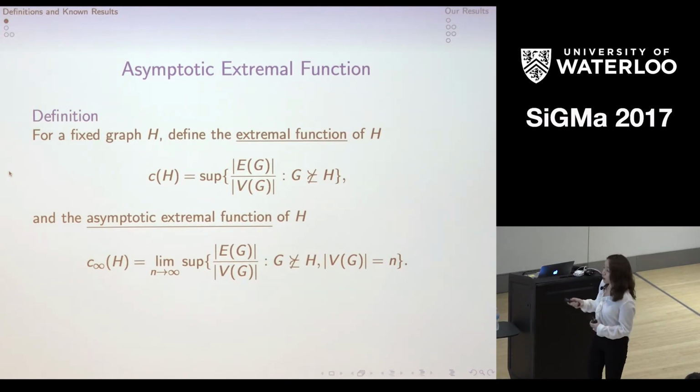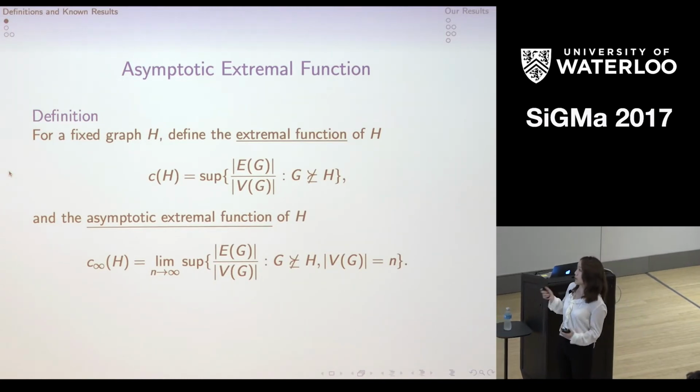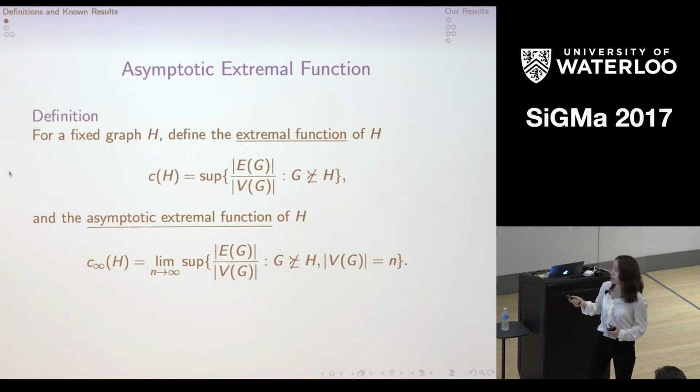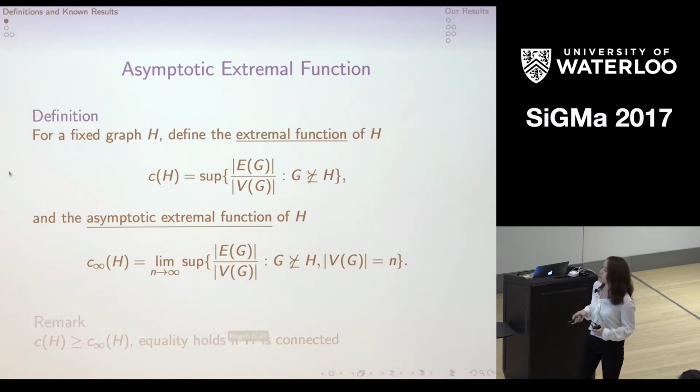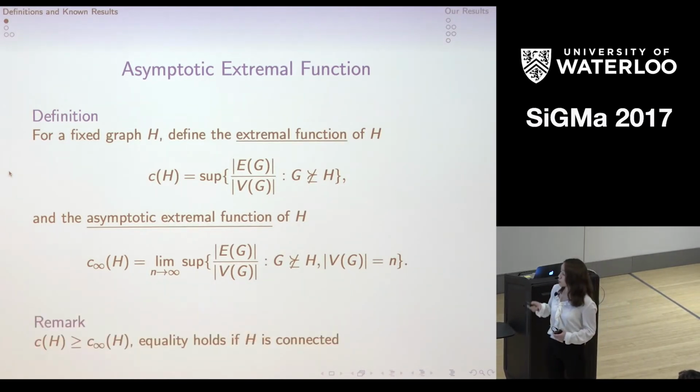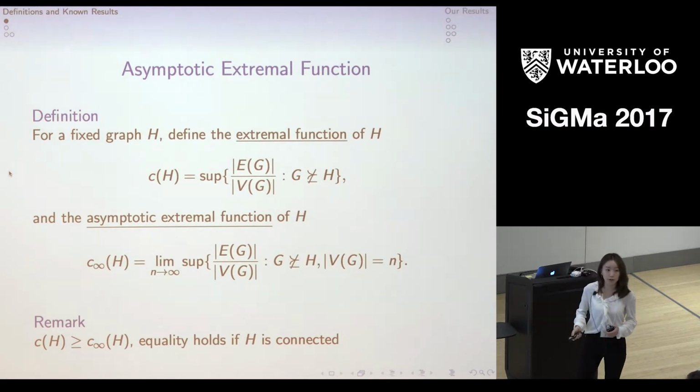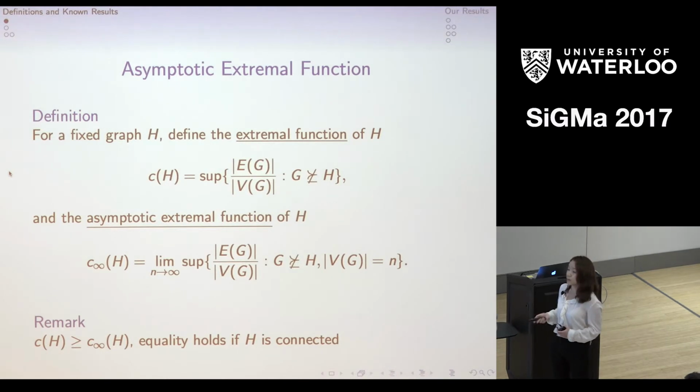Powerful extremal tools become available when considering large graphs in minor-closed families, especially when we investigate c infinity of H rather than c of H. Another remark is that c of H is always greater than or equal to c infinity of H, and if H is connected, then equality holds. Otherwise, it could be quite different.